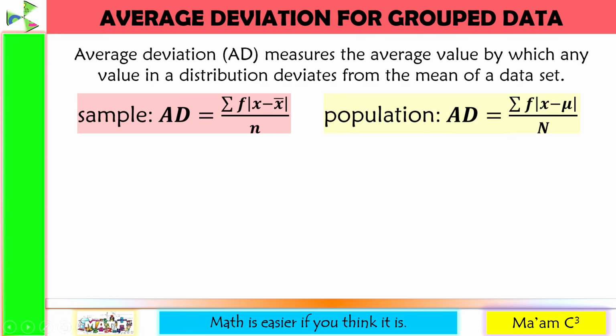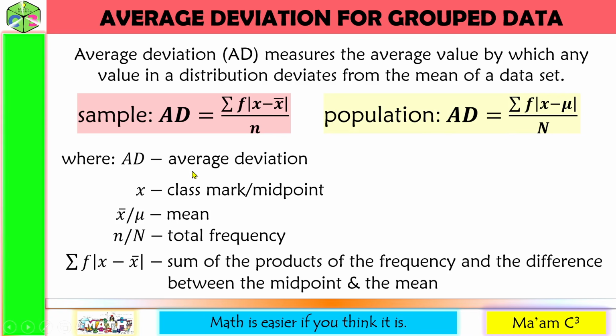Somewhat similar though, where AD is the average deviation, X here is the class mark or midpoint, X bar or mu is the mean, small and capital letter N is the total frequency. And then we have here the summation of f multiplied by the difference of x minus x bar. This is the sum of the products of the frequency and the difference between the midpoint and the mean.